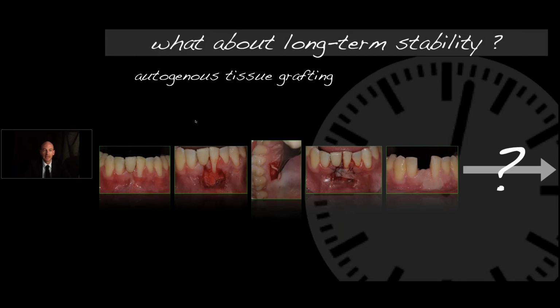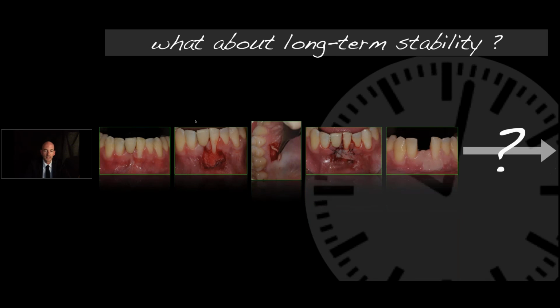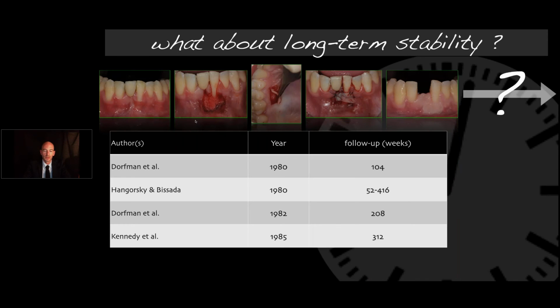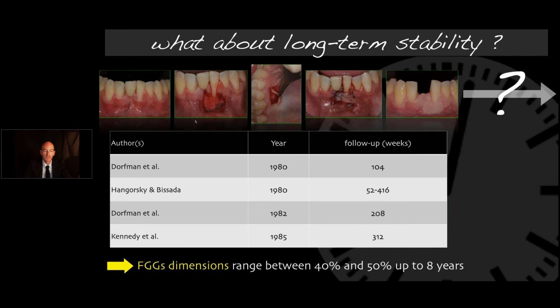But then of course you might ask, now we performed the procedure, we get a certain amount of keratinized tissue, what about long-term stability? Well, if I pick a couple of studies, and here you can see a couple of studies where they increase the width of keratinized tissue and have follow-up times ranging between 1 year and up to 8 years. It's quite interesting to see that there is a decrease in the dimension of the keratinized tissue, which ranges between 40 and 50%. So we lose about 50% of our width of keratinized tissue over time.